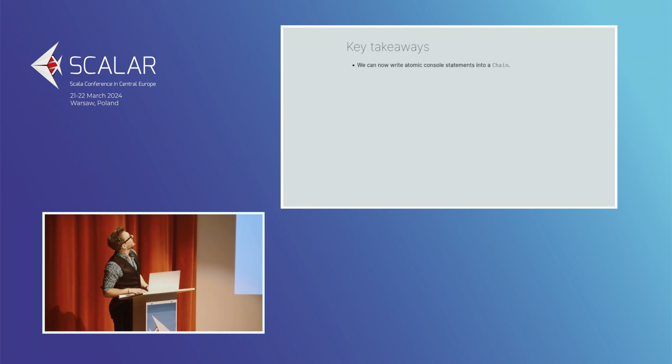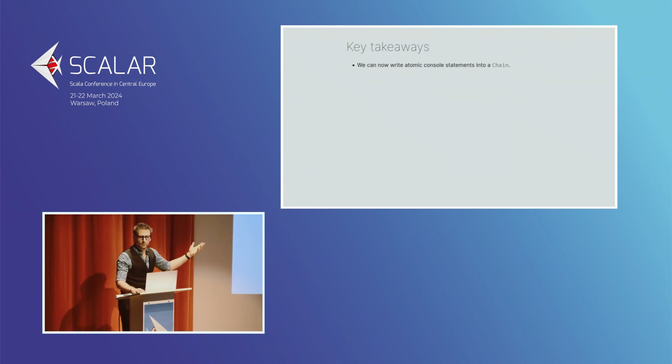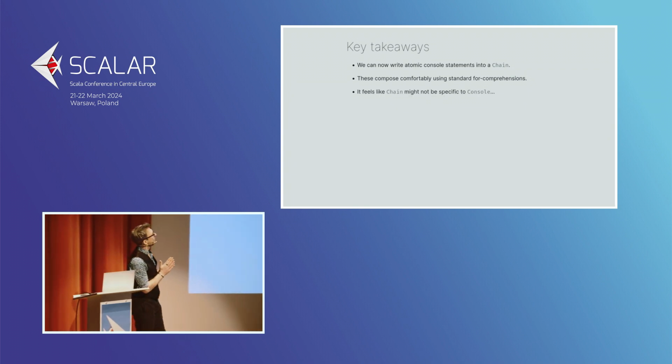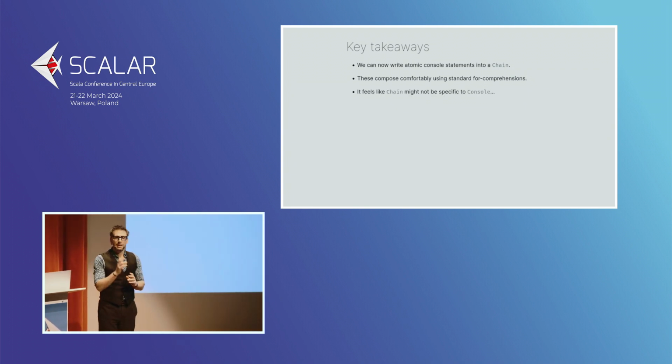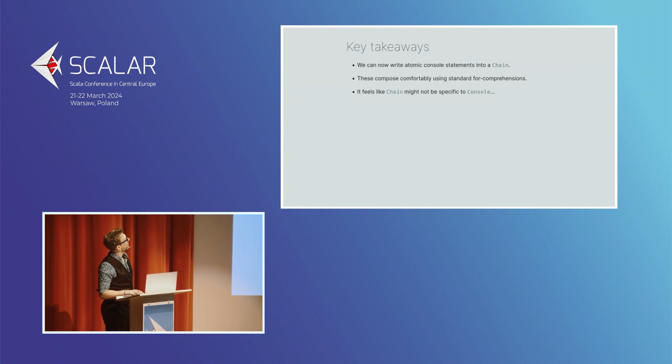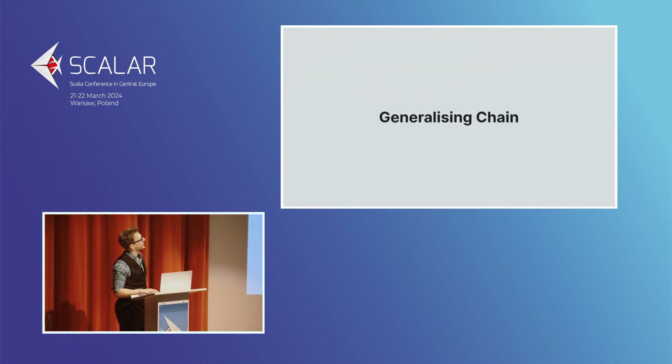Please don't kill me. We can now write atomic console statements and lift them into a chain, which is brilliant. We decompose comfortably using standard for comprehensions. We also have the intuition that it feels like maybe chain is not as tied to console as one might think. So how do we explore that? How do we generalize chain?